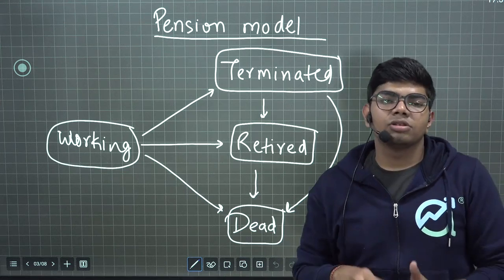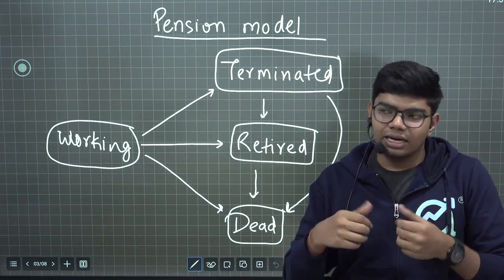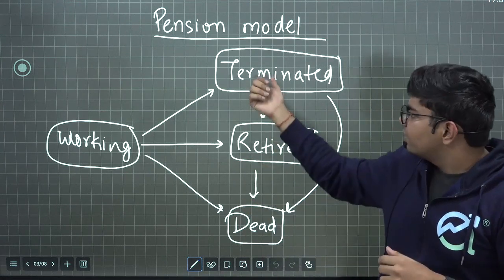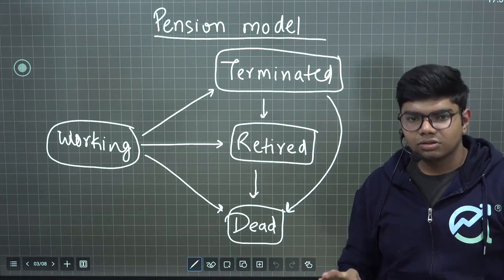But it is also possible that at age 50 I left the company, started my own business, and thereafter I retired. So I went from terminated to retired. Something like this can also happen.